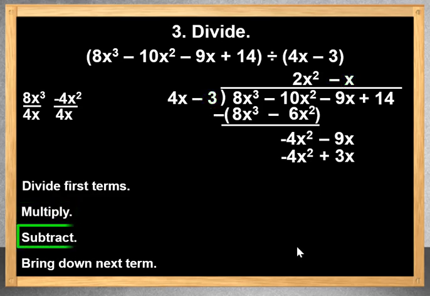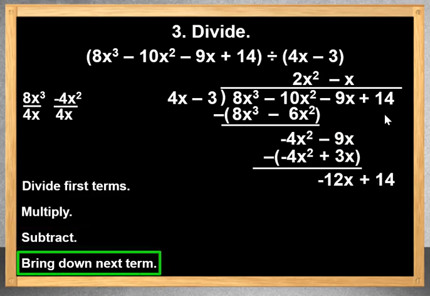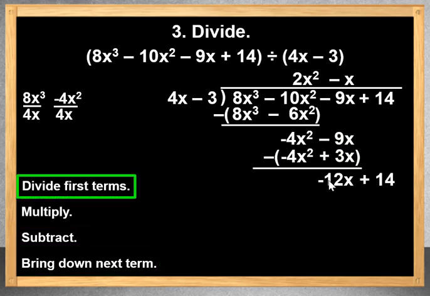And then we're going to subtract, parentheses with a minus sign in front. Negative 4 minus minus 4, that makes that plus 4, opposites add up to 0. Negative 9 minus 3, negative 12x. Bring down the next term. Now let's go ahead and one more time divide the first terms. Negative 12x over 4x. So negative 12 divided by 4 is negative 3, minus 3.